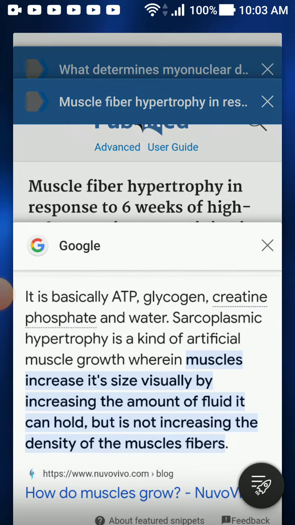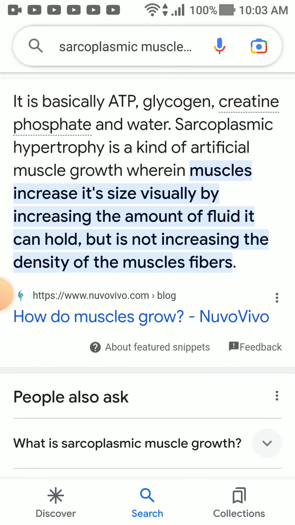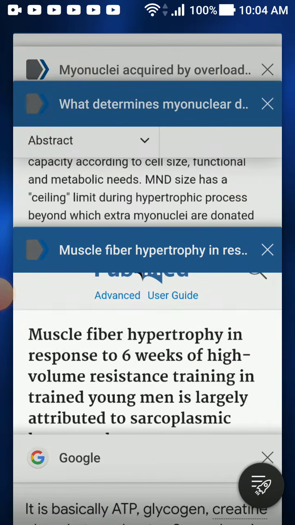Because sarcoplasmic is what? Glycogen. See, that is glycogen loading. That's what it is. And water. It's glycogen, bro. So what is glycogen? Potatoes. Complex carbohydrates. They convert to glycogen, and your muscle absorbs them really fast. Bingo. You get these phony muscles that you walk around with.